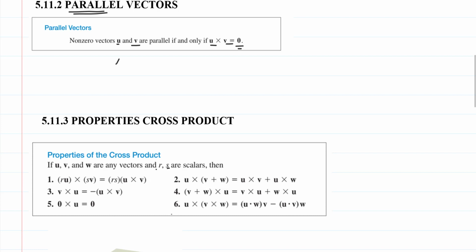Then 6. We first take the cross product between v and w, and after that we get the cross product of u with it. It's not associative, as you can see. So the only equivalent is that you can first get the dot product between u and w, times v, minus u dot v, times w. So you can just swap them like that. So that is what we have.